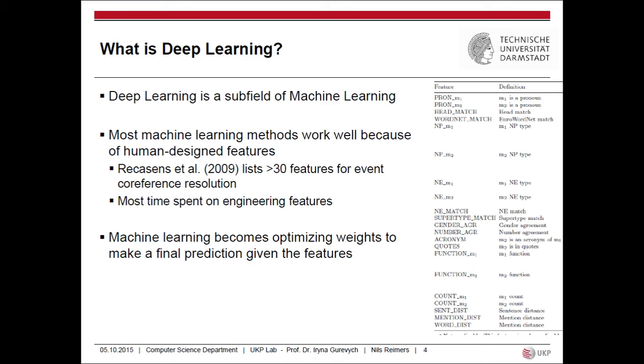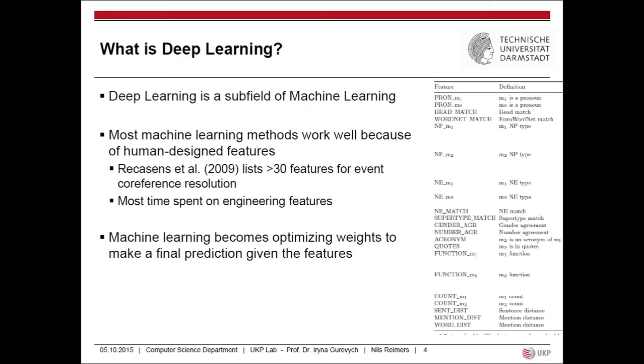So what is deep learning? Deep learning is a subfield of machine learning. And in traditional machine learning, what you do a lot is human-designed features. So you have a task, for example, event coreference resolution, and then you think of features which are suitable for the machine to understand the task. For example, for event coreference resolution, there are over 30 features.